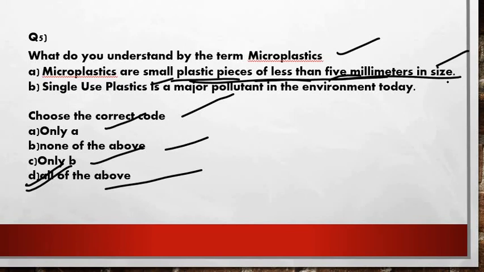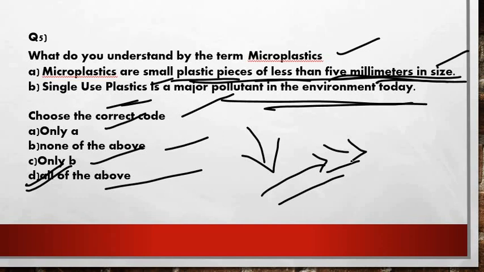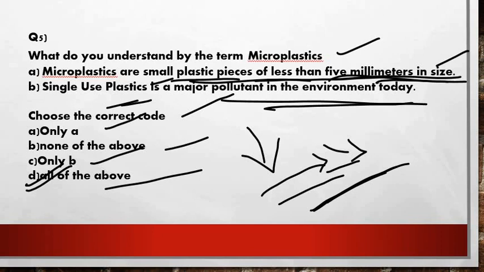Microplastics means less than 5 millimeters in size, right? And what is the major pollutant in the environment today? That is single-use plastic. We take carry bags from the shops, use them once to carry items from the shop to home, and then throw them away. There is no segregation of waste, no reduction of usage, and no reuse policy. For this reason, single-use plastic is a major reason for this, right friends?